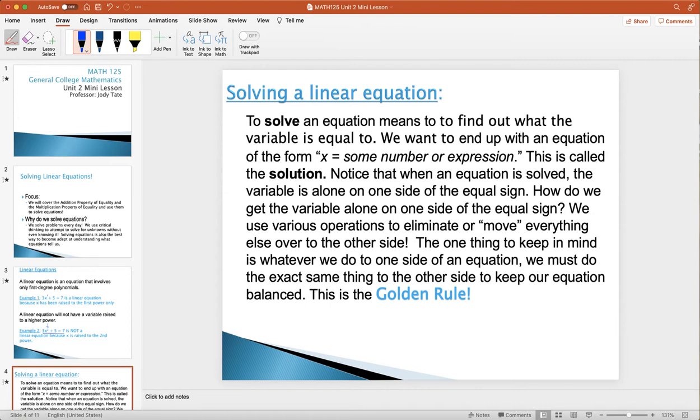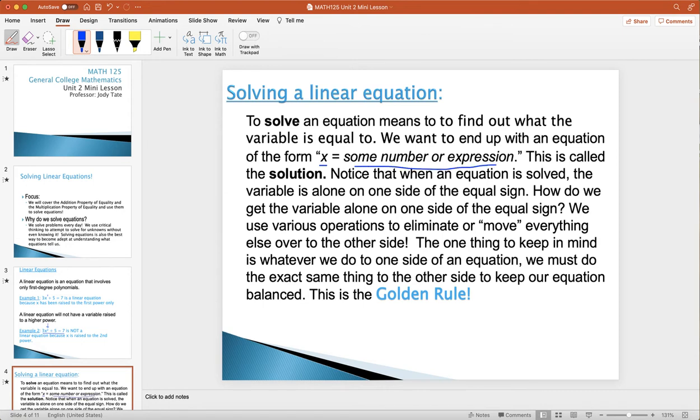To solve an equation means to find out what the variable is equal to. So you may see x, you may see m, y, a. The letter can really be anything, but it represents an unknown. So we want to come up with an equation of the form x equals a number or an expression. And when we have it as x equals or a equals, we've got our solution. We've solved for x. So notice that the variable is alone on one side of the equal sign, and then the number or expression is on the other.